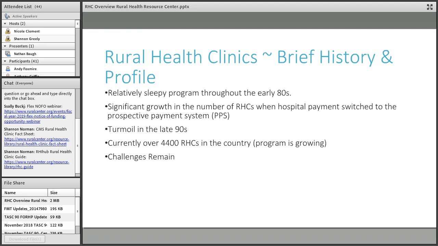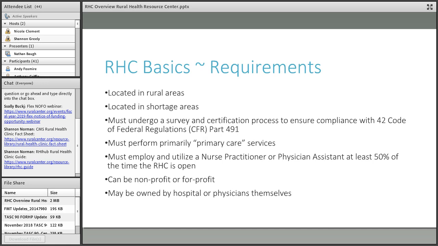So we were able to get through a troubling time in the late 90s and early 2000s relatively well. The program has continued to grow. Ballpark, there were under 3,000 rural health clinics at the turn of the century, and now there are over 4,400, and that number does continue to go up. That is a positive sign that the model is still working for many folks in many areas of the country. But there are several key challenges.